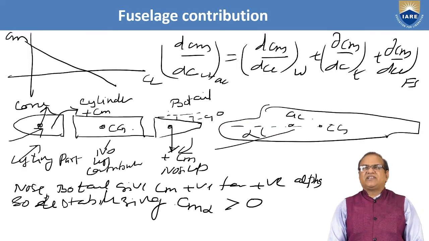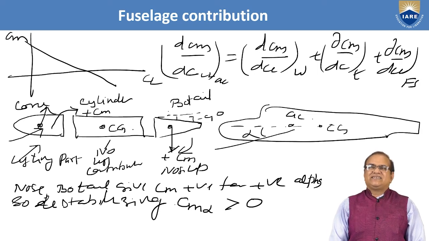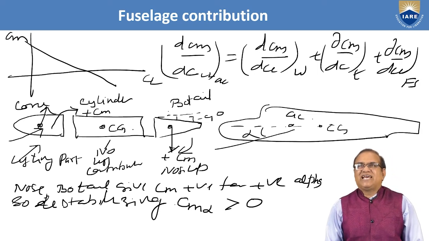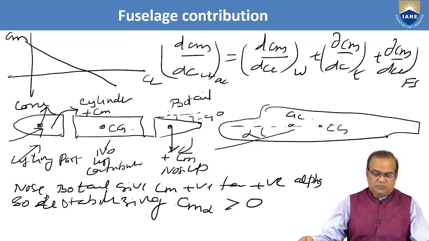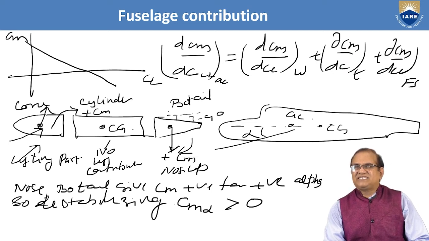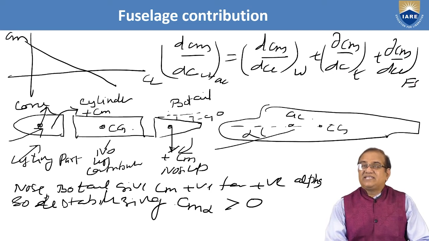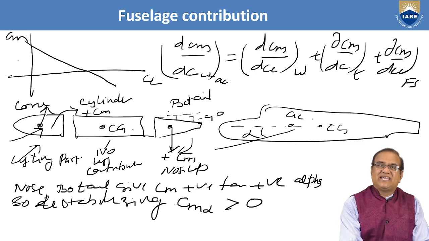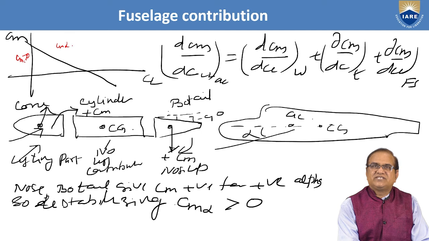Now the fuselage contribution, we can see how the fuselage is behaving. dCm by dCl alpha of the aircraft is equal to the summation of dCm by dCl of the wing plus dCm by dCl of the tail plus dCm by dCl of the fuselage. And for this summation, Cm should be greater than 0 and Cm alpha, or Cm by Cl, should be less than 0.